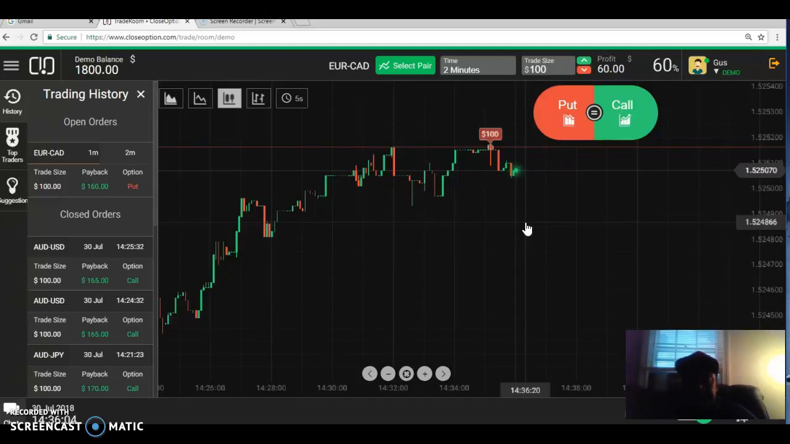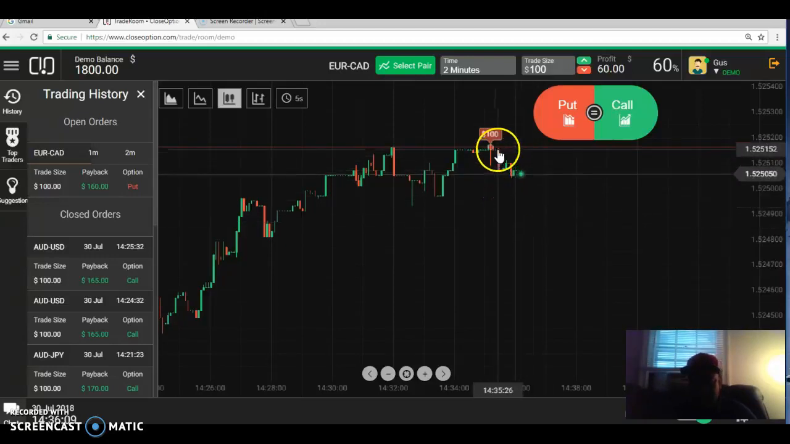And it's looking good. I just want y'all to see. I don't want to move on to another currency. I kind of like this one.